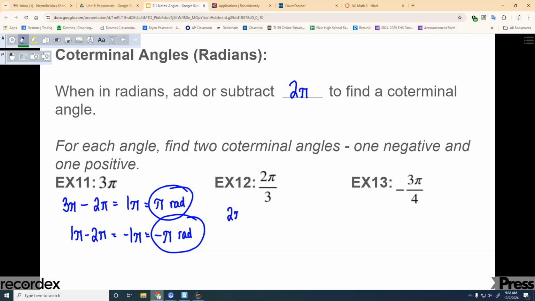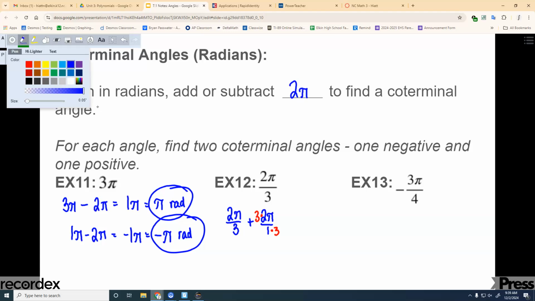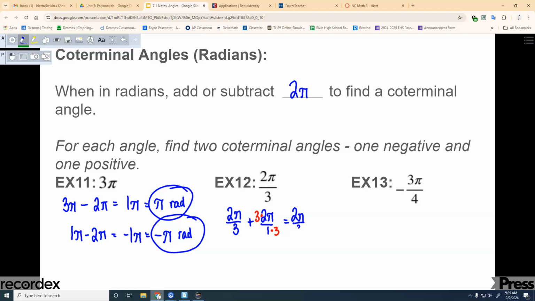So if I'm doing 2 pi over 3, and I want to add 2 pi to it, to make that a fraction, it's 2 pi over 1. What do I have to have before I can add fractions together? The denominator has to be the same, which means that I need to multiply this by 3 here and by 3 here. So that means I would really have 2 pi over 3 plus 6 pi over 3. And then I'd add 2 pi and 6 pi. That'd give me 8 pi, and the denominator would stay the same. So I'd get 8 pi over 3.